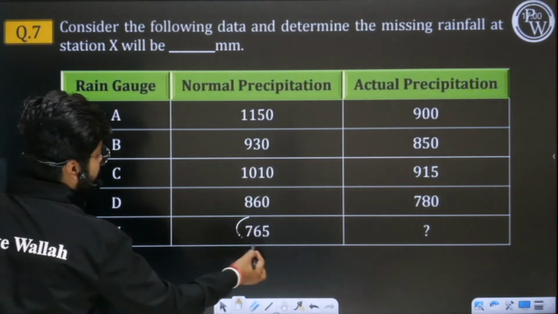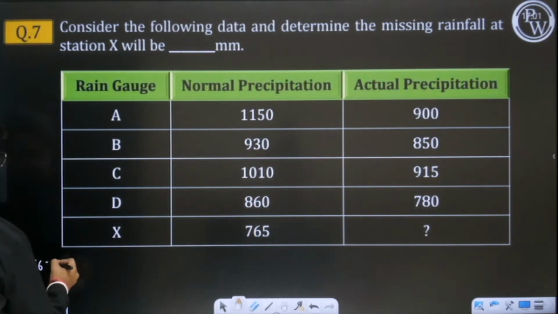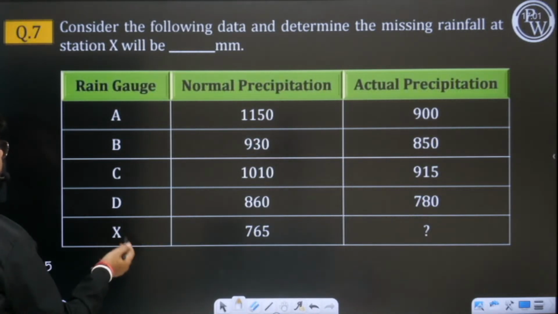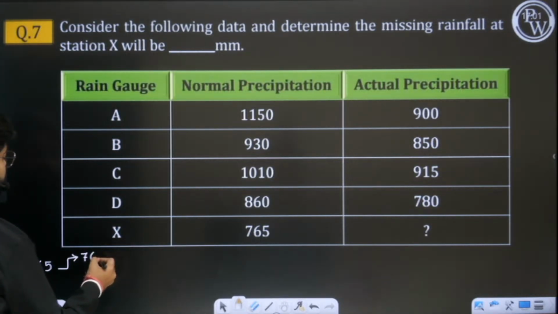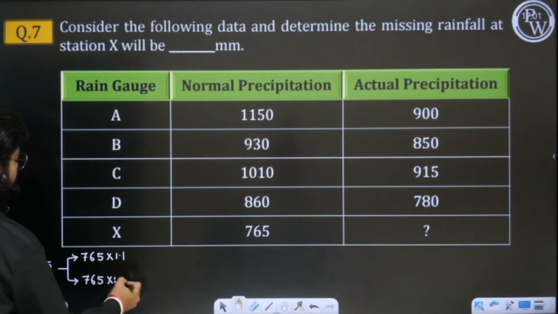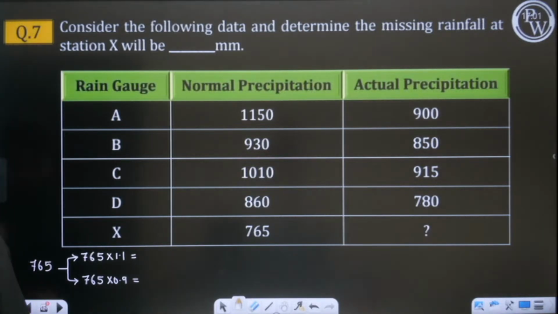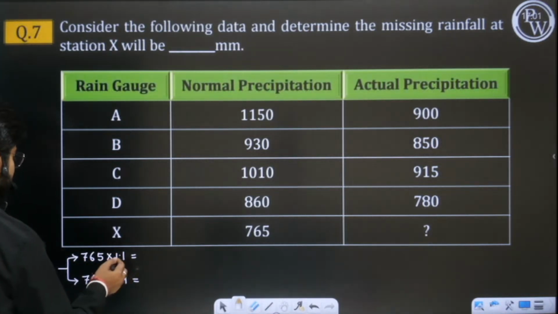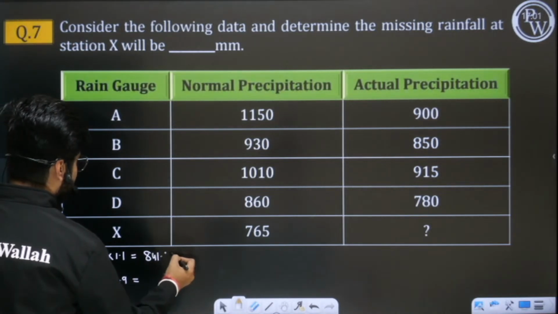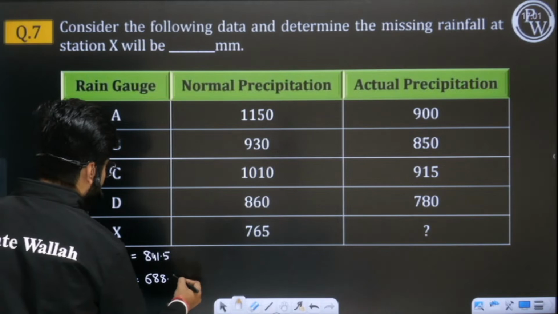So here we have 765. We will take 10% ahead and 10% below. This is normal precipitation value of missing station. So first I will increase this value by 10%, so it will be 841.5. And when I decrease it, it will be 688.5.